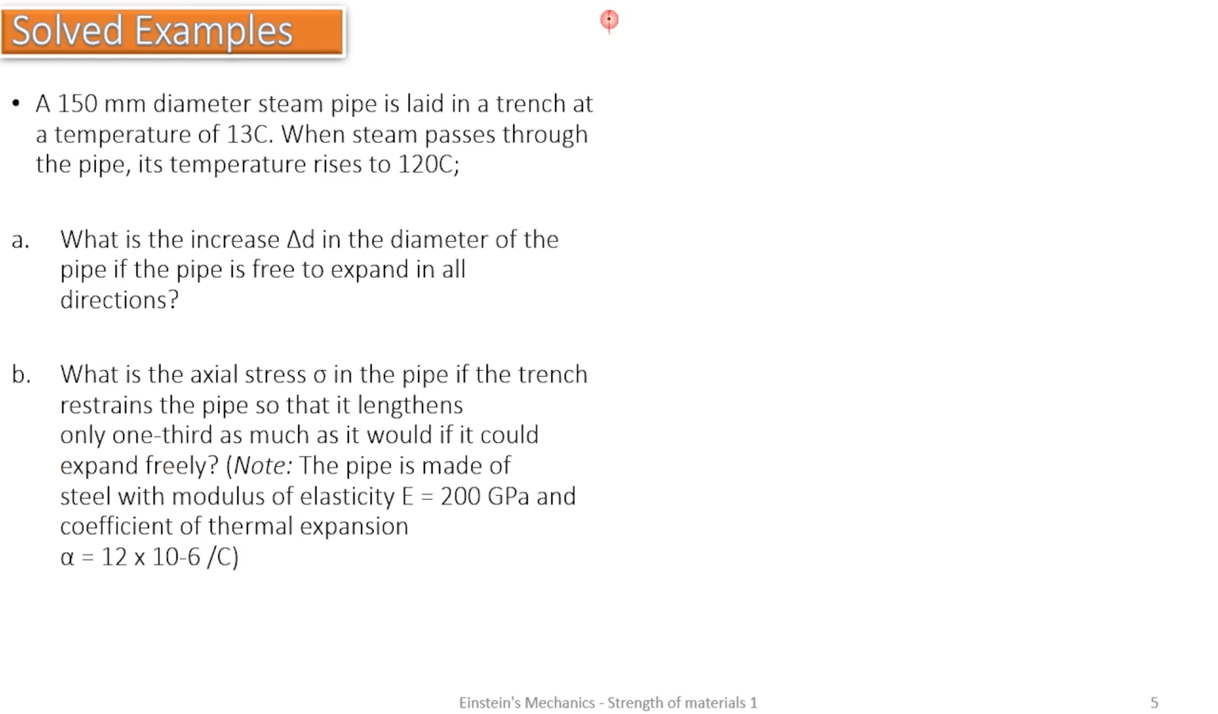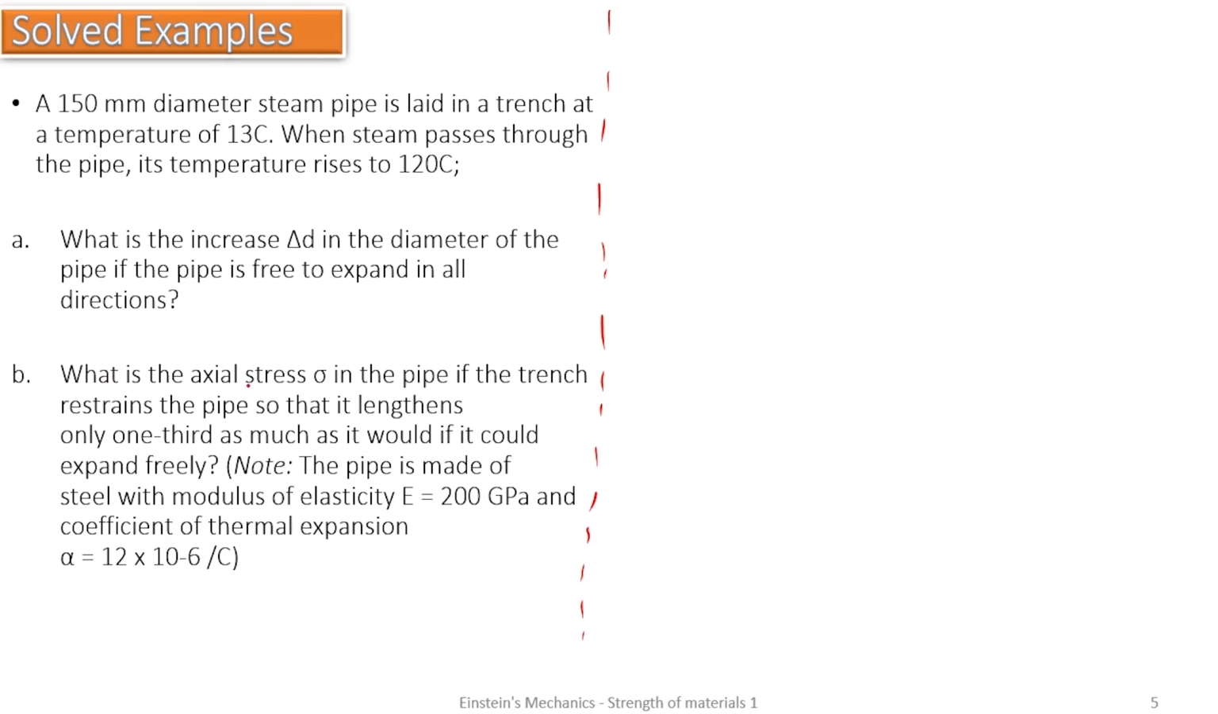Example 2. Let's look at how this example also goes. It's interesting. A 150 millimeter diameter steam pipe is laid in a trench at a temperature of 13 degrees Celsius. When steam passes through the pipe, its temperature rises to 120 degrees Celsius. Now, what is the increase in diameter or the change in diameter of the pipe if the pipe is free to expand in all directions?